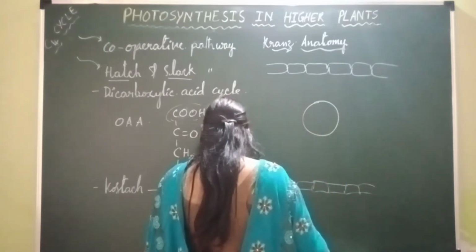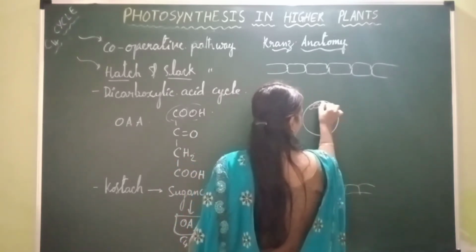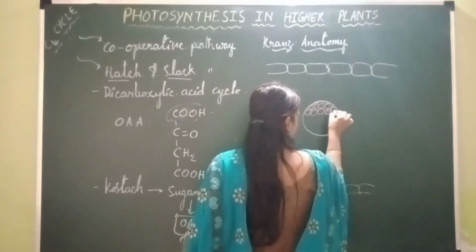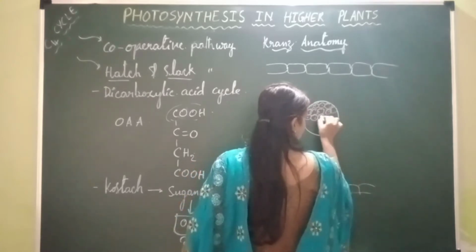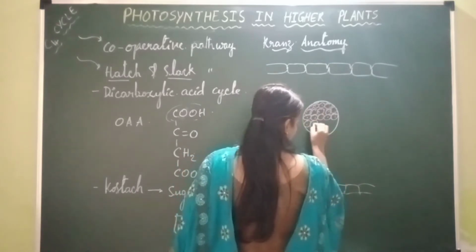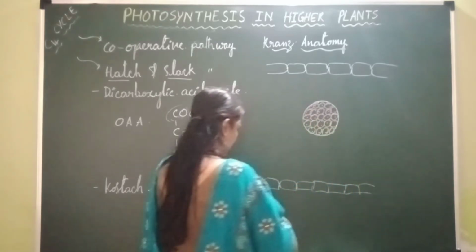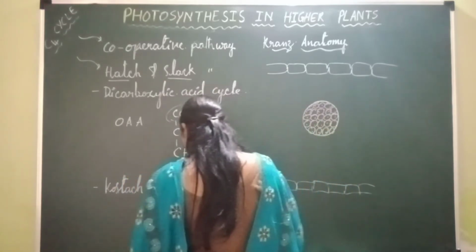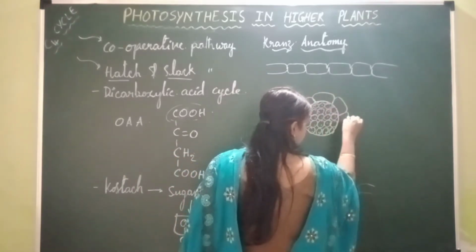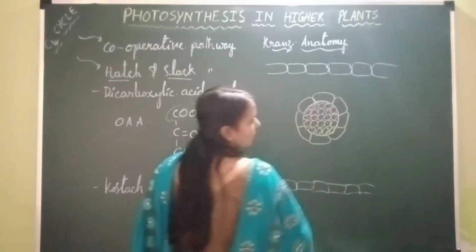The vascular bundle consists of xylem and phloem. Xylem is present towards the adaxial surface of the leaf, that we know. So this is xylem, and this is phloem, which is present towards the abaxial, lower surface of the leaf. Now around these vascular bundles, special type of cells called bundle sheath cells, which are thick walled cells, are present in the form of a wreath. Hence, this anatomy is called Kranz anatomy.